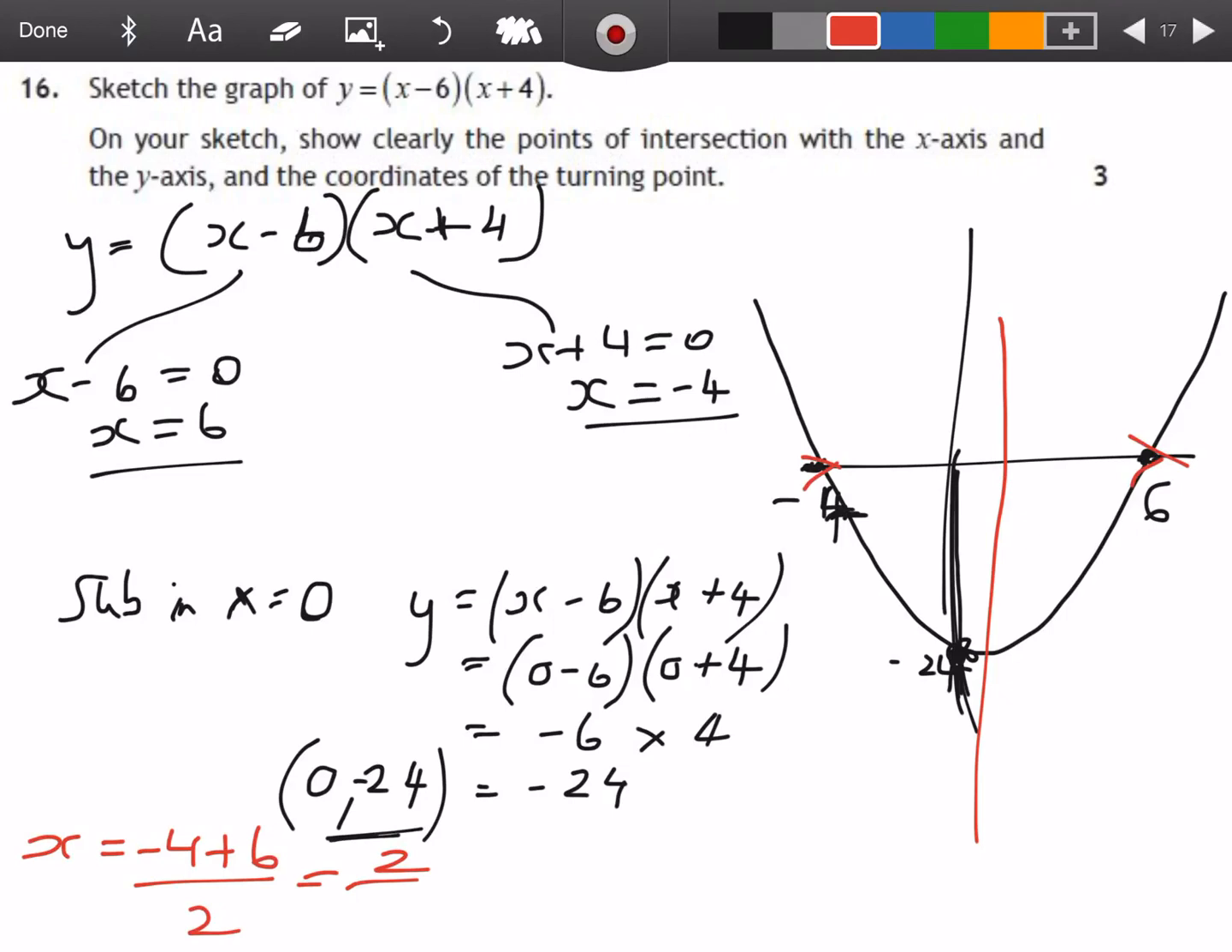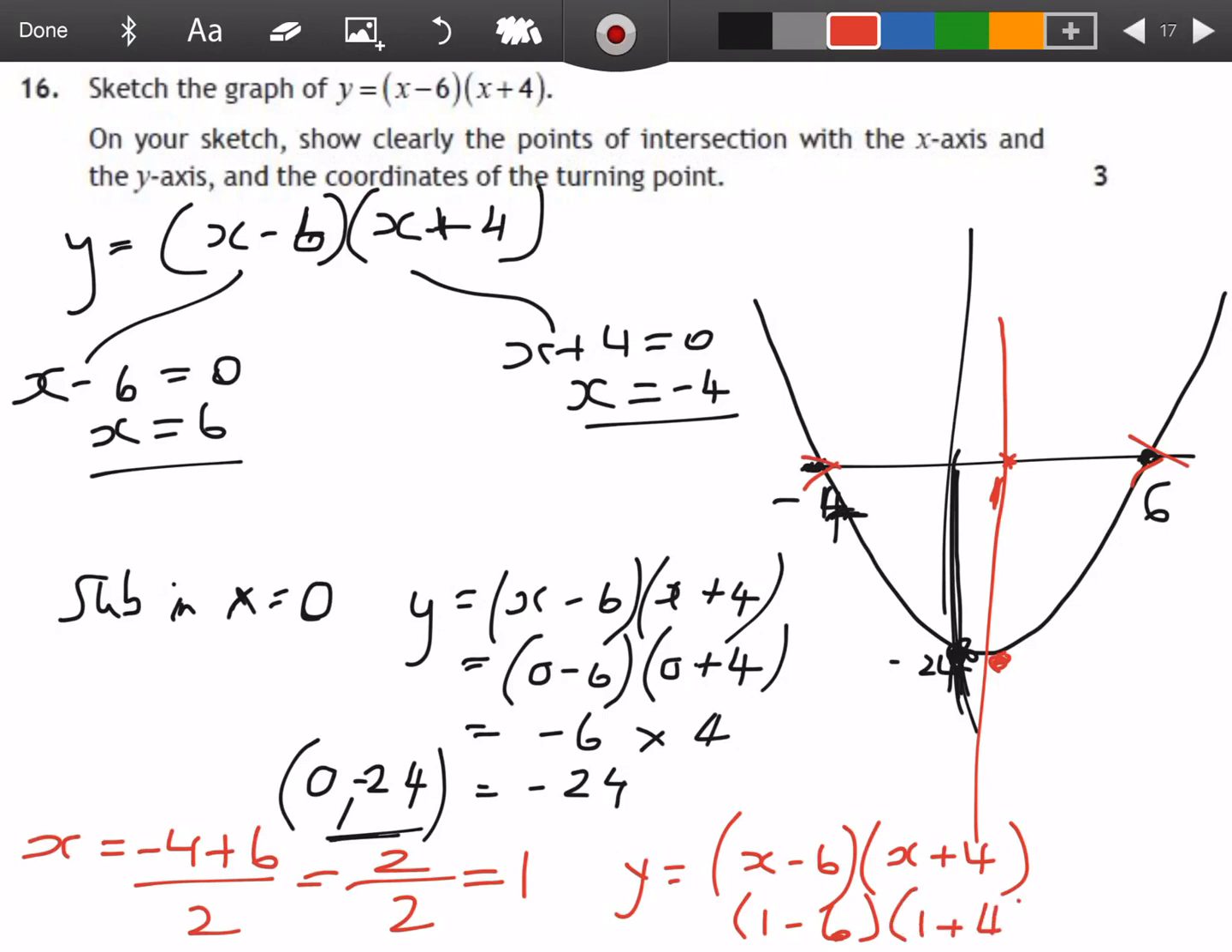It does say find the turning point, so you need to find the y value. It's probably a wee bit below the negative 24, it dips a wee bit under. How do you find the y value? Well, you've got an equation that works out y. What do you do with it? You sub in. We know what the x value is, so what we're going to do? Sub in x. What is x? x was 1. We just talked about it. x is 1. Sub in 1. If x is 1, that's going to be negative 5 times 5, which is negative 25. So the turning point is actually that number there, 1, negative 25.